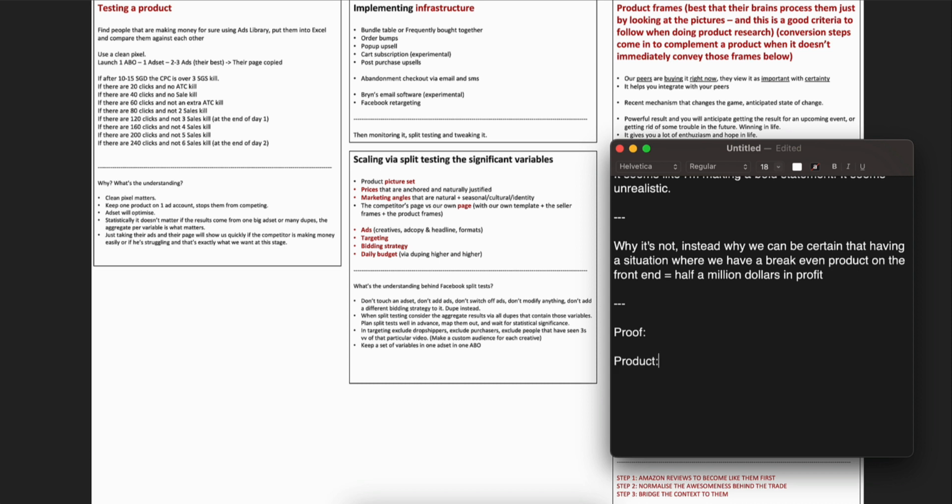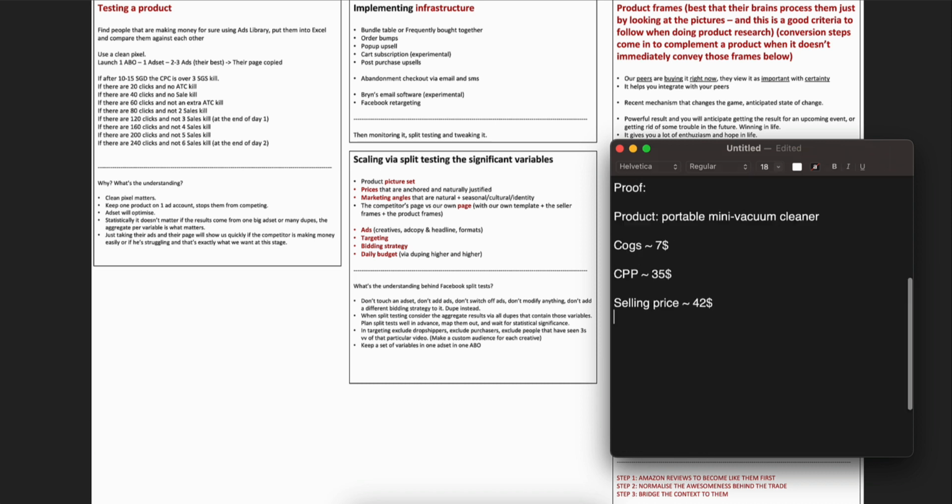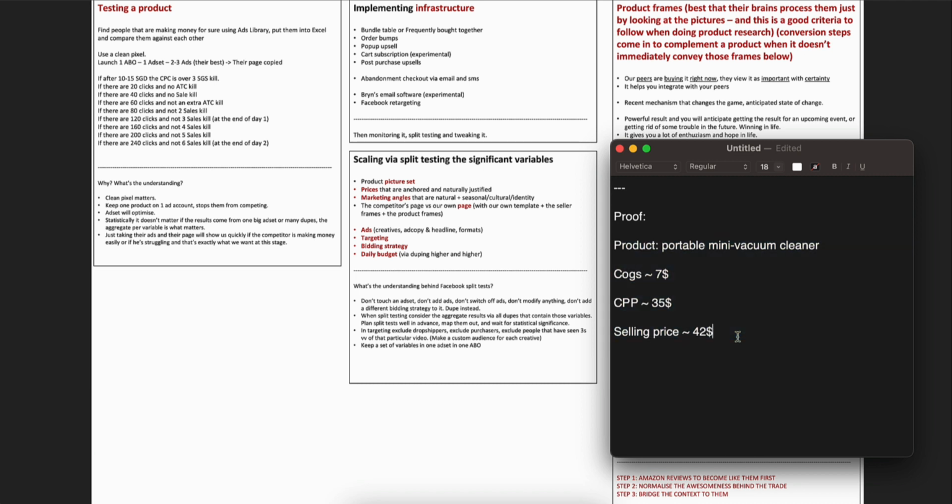The product was a mini vacuum cleaner, a portable mini vacuum cleaner. The COGS were around $7. The cost per purchase was around $30. Actually, it was around $35. So the selling price, in order for the situation to be break even, was 35 plus 7, which is $42. So we imagine that this is the scenario that we're in.